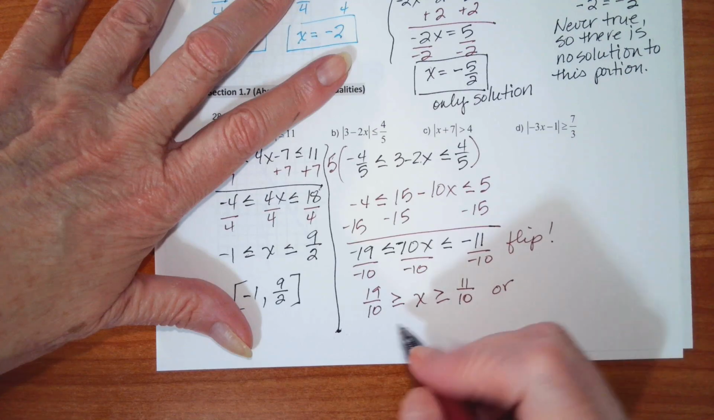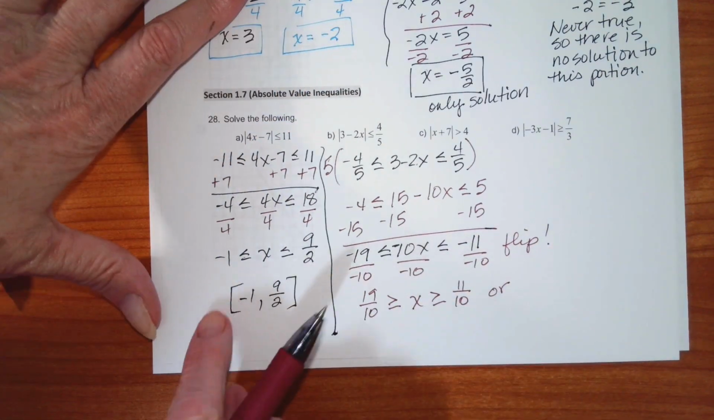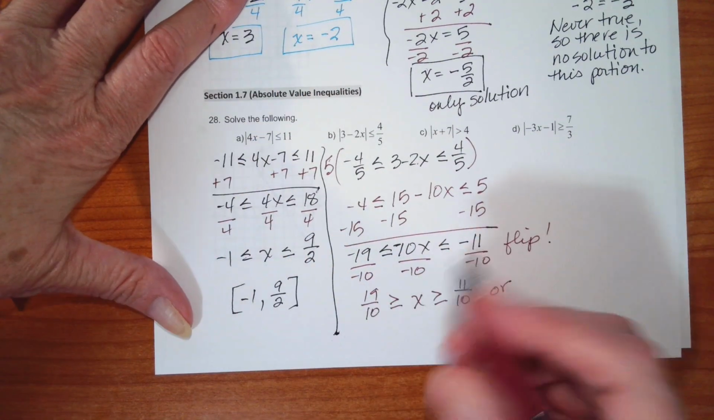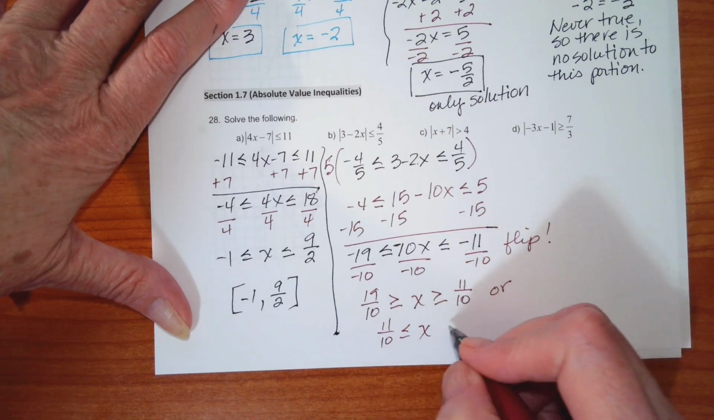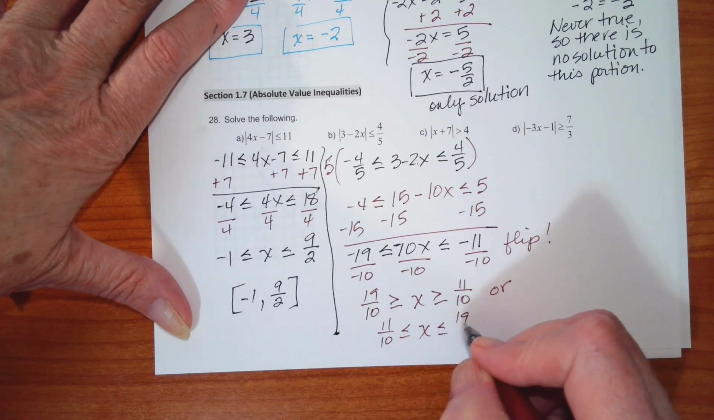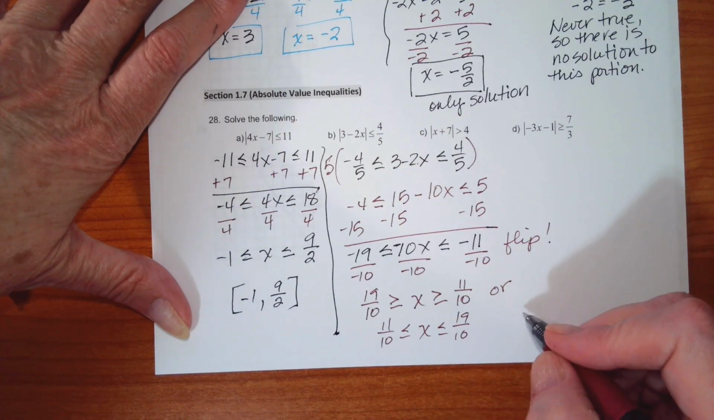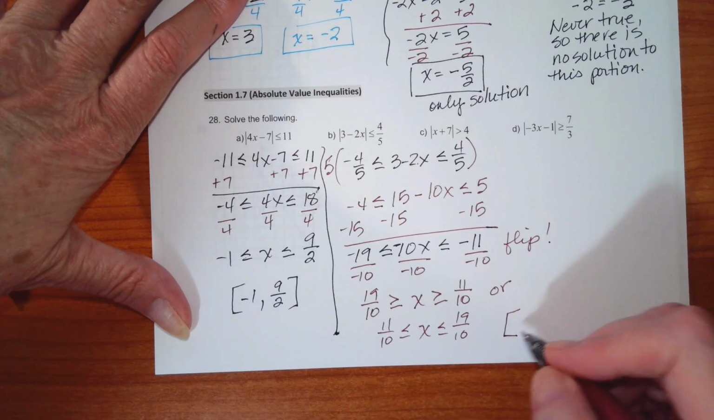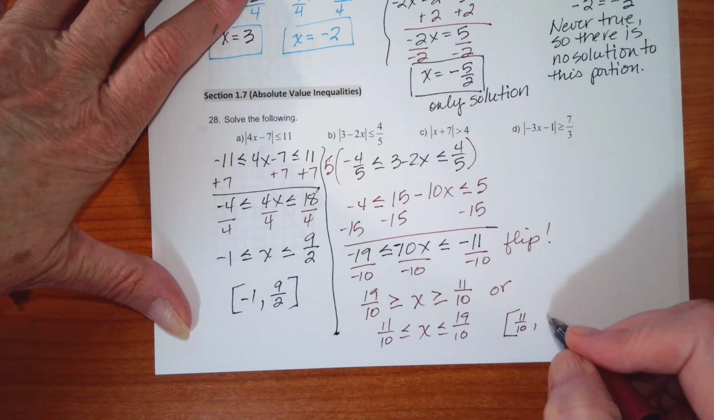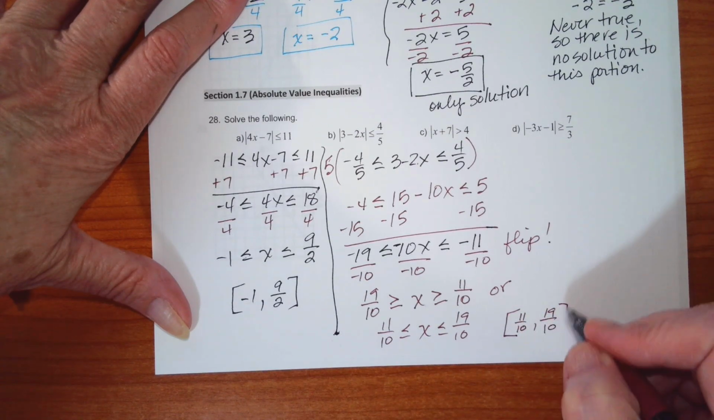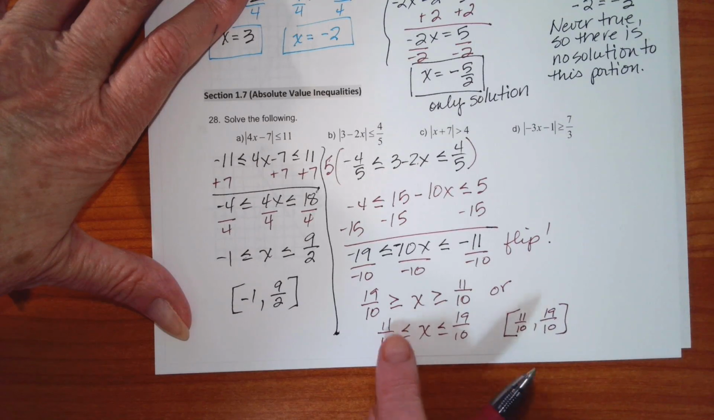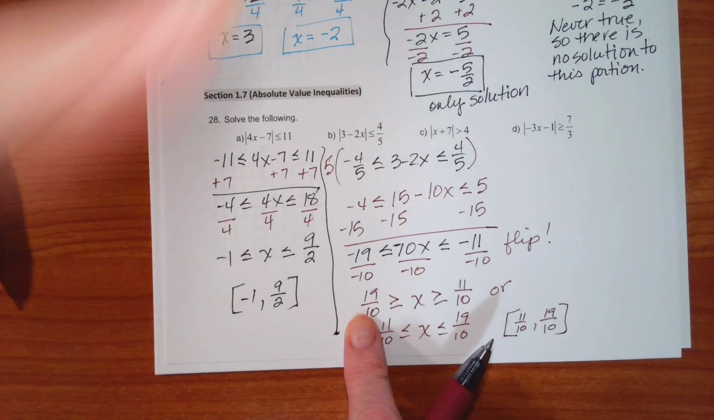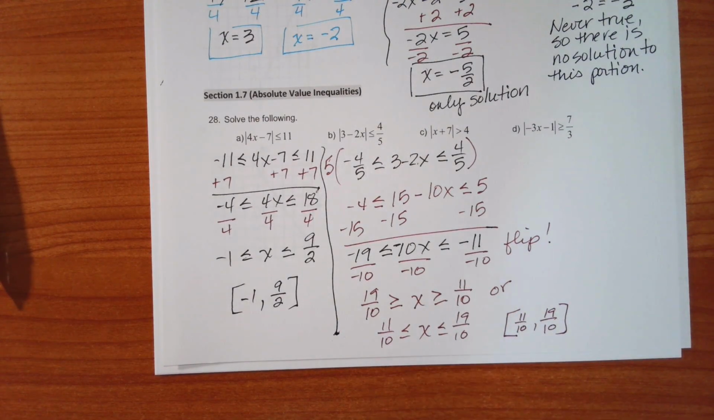Or I can write it as flip the whole thing around because notice here, everything points to the left. So this is 11 tenths is less than or equal to x is less than or equal to 19 tenths. And that gives us in our interval notation 11 tenths, 19 tenths. And notice when you flip the inequality symbols, this takes care of itself because your result here, 11 tenths, is less than 19 tenths. And you know everything else has to be in between.